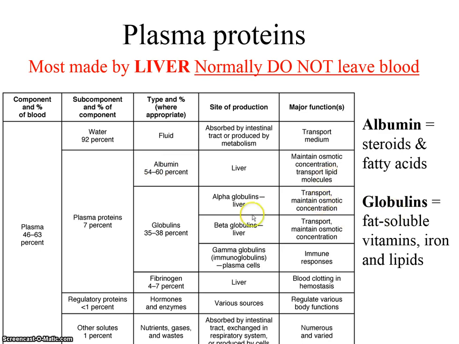And then we see for the alpha and beta globulins that they are also important for osmotic concentration. So again, they remain in the blood, and with them remains water. So blood stays a liquid because of these proteins. And then the gamma globulins are there for your immune response, the antibodies.